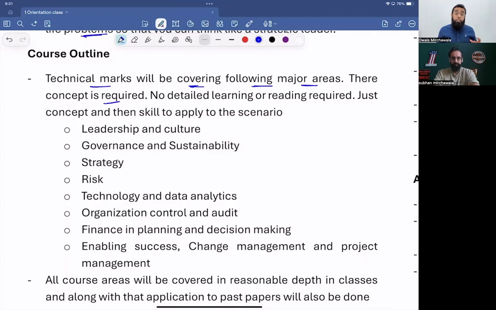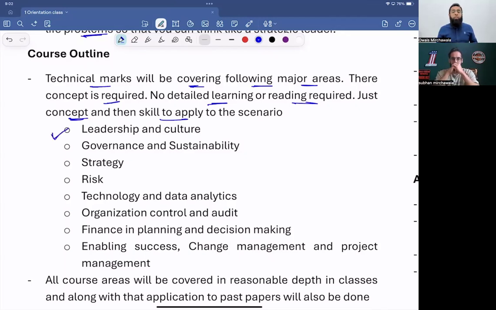Then similarly governance issues, because obviously when you talk about the board of directors, the concepts of governance, executive directors, non-executive directors, lack of committees, if there are no committees in the board, the weak governance problems which may arise. Sustainability: environmental sustainability, social sustainability, financial sustainability. So all of those areas. Very great course outline which enables you to think like that strategic business leader. No detailed learning or reading is required. Just concept and apply it to the scenario.